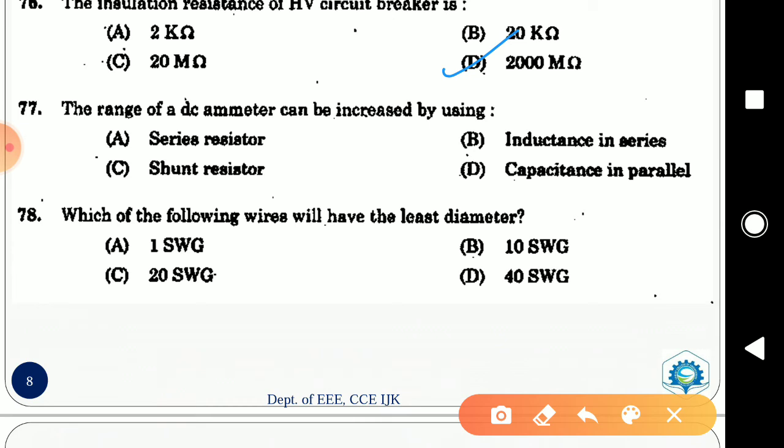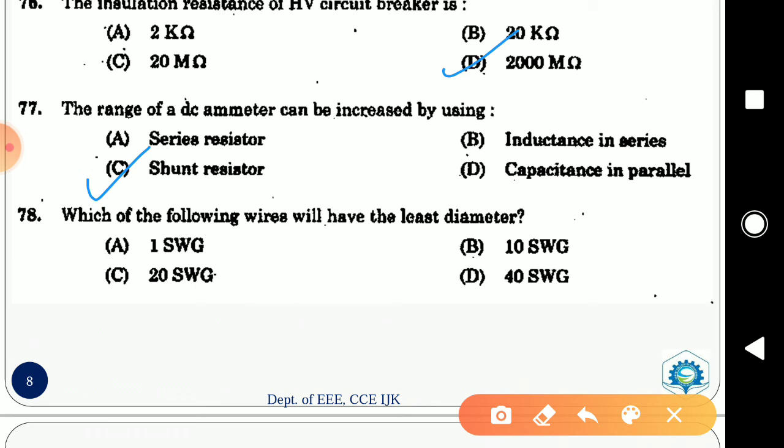Moving on to question 77. The range of a DC ammeter can be increased by using. The correct answer is shunt resistor. To be more precise, the answer is a low resistance in parallel to the ammeter. You have to use a low value of resistance to extend the range of a DC ammeter.